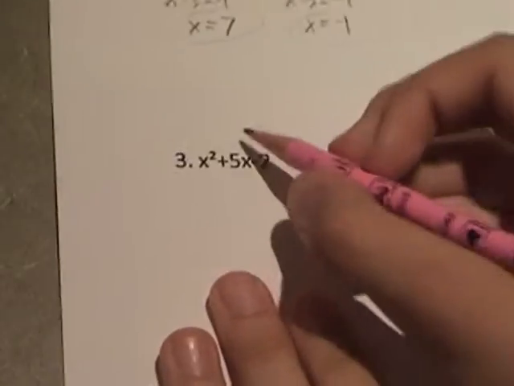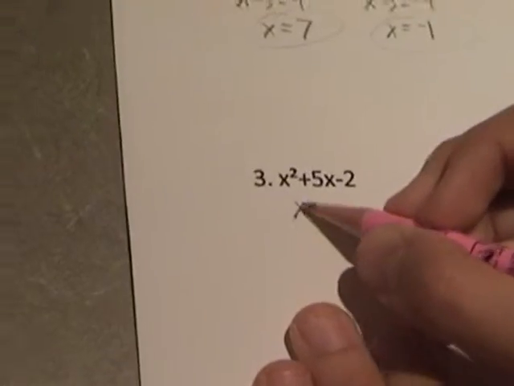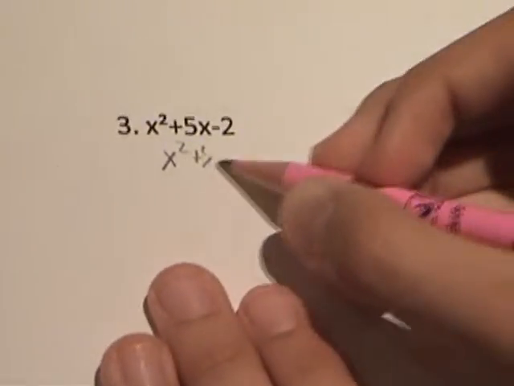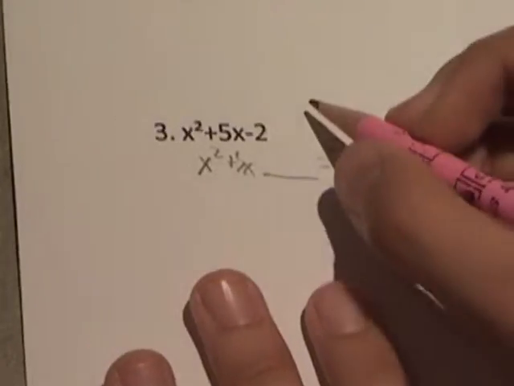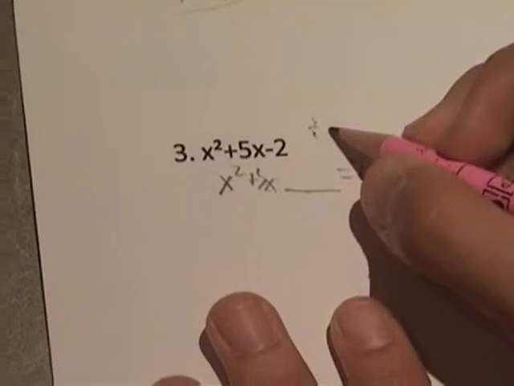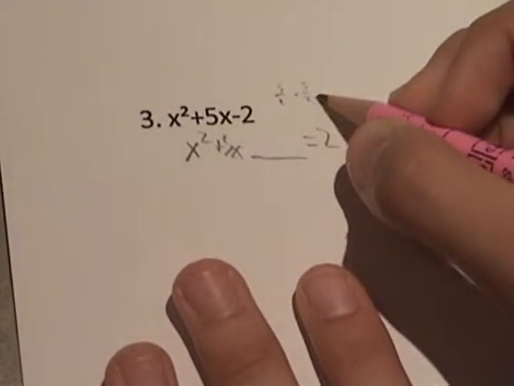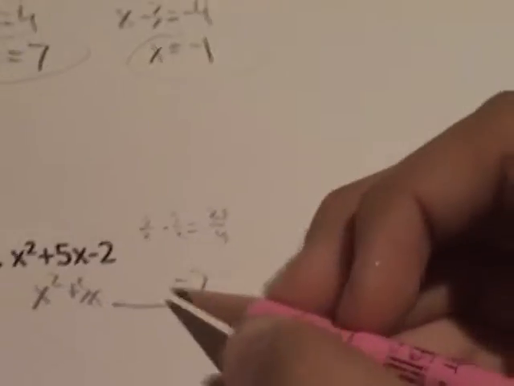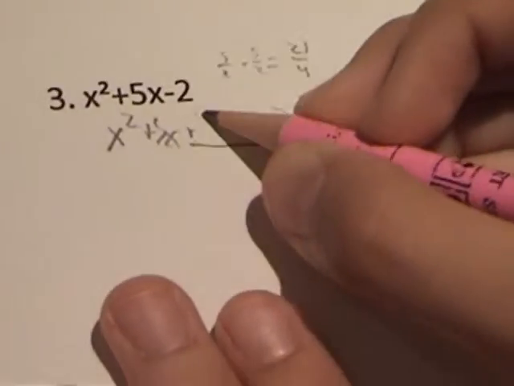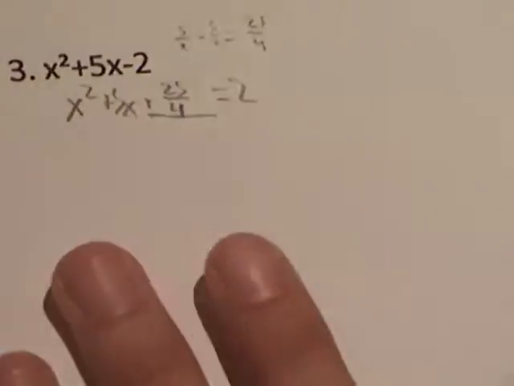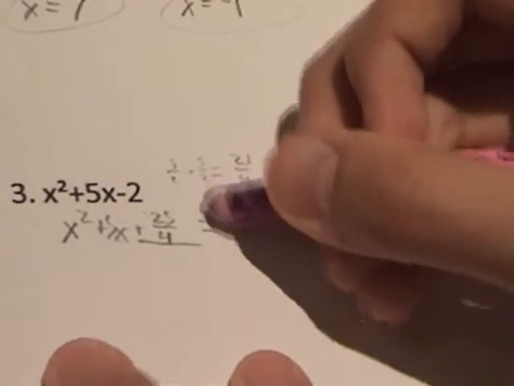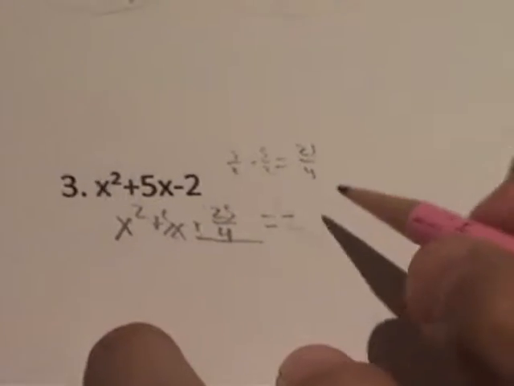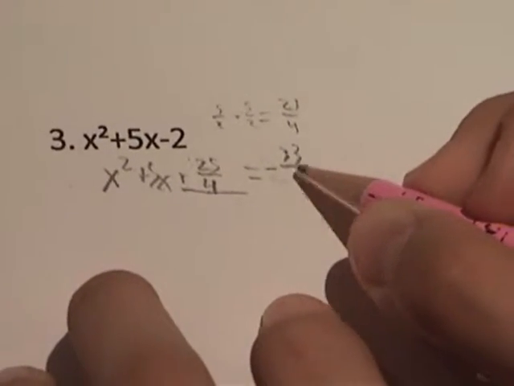The next one. X squared plus 5x, again leaving a blank, equals 2. Half of 5 is 5 halves, times 5 halves equals 25 fourths, plus 25 over 4. Add 25 over 4 here to here, and you get 33 over 4.